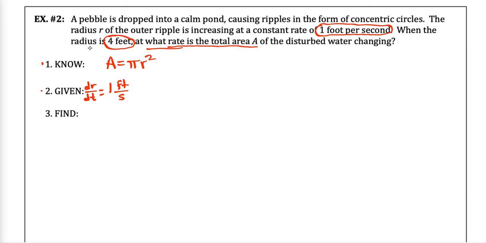This one says the radius is 4 feet. Well, that's just directly the radius. It's not a change, it's not being compared to time. So it's just the radius is 4 feet. And then we're being asked to find what rate of area. So we're being asked to find dA/dt, because the word rate represents derivative.